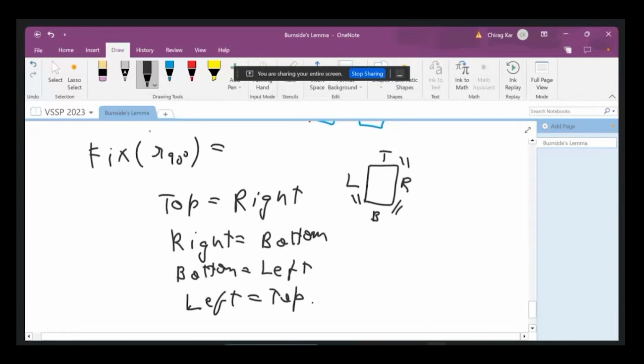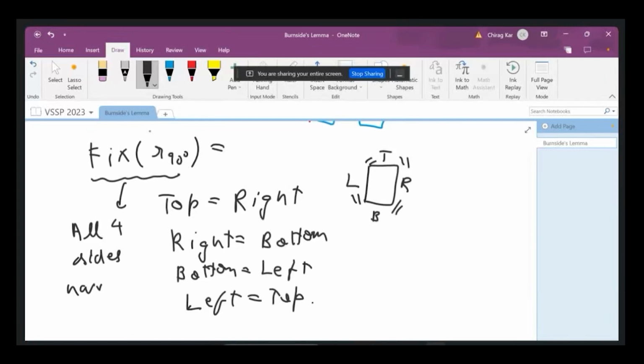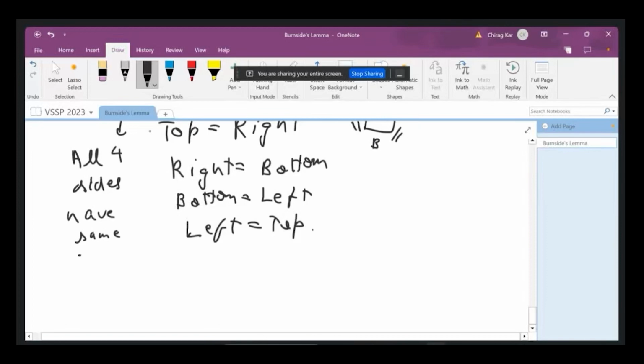That's the only way, right? Because since we rotate, top goes to the right, so it has to be equal to the right from the start. The right one goes to the bottom, so it has to be equal to the bottom. The bottom one goes to the left after the rotation, and it has to be equal to the left one, and the left one goes to the top, so it has to be equal. So in essence, for this specific fix, we want all four sides to have the same color.